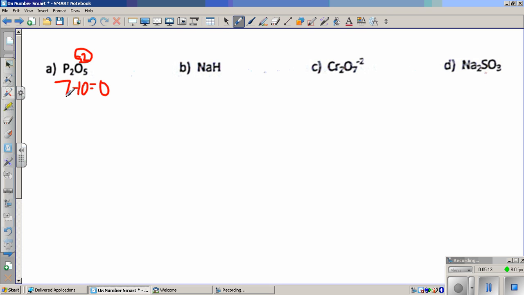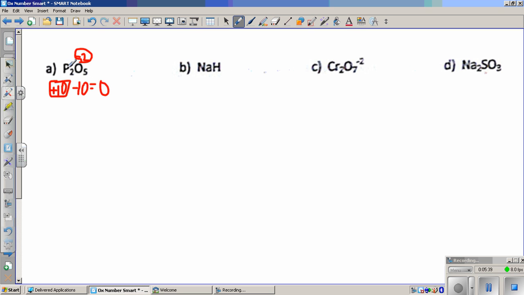Then I always draw a box. This again is my silly system. Now I'm going to ignore the compound itself, and I'm just going to look right here and say, all right, something plus -10 equals 0. So that something has to be a +10, because mathematically speaking, that's the only thing it could possibly be. Now, that's not my oxidation number of phosphorus necessarily, but it's definitely representing it.